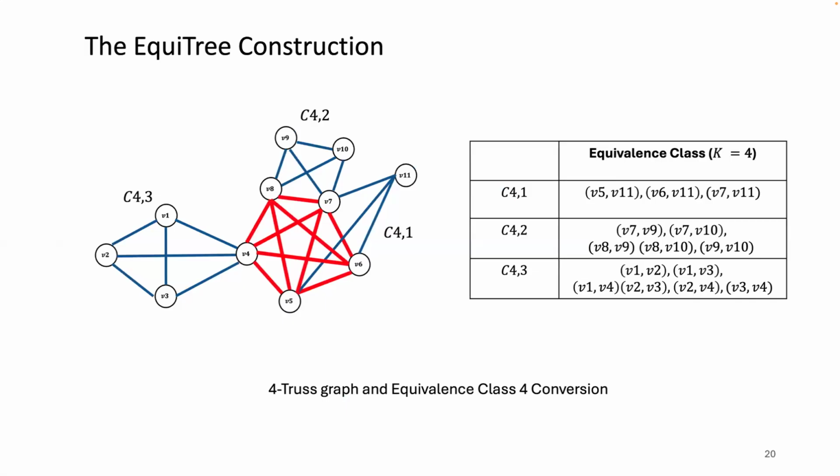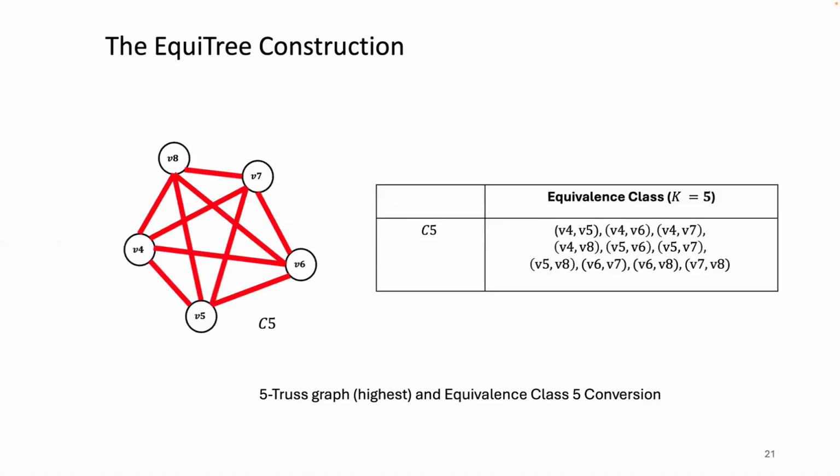B5 to B11, B6 to B11, and B7 to B11, right? So the same thing goes to C42 and C43, right? That's how those are calculated over there. Okay, good. So the same thing goes for when we decompose further, we are left with the 5-truss edge graph, right? So the equivalence class is also calculated as such.